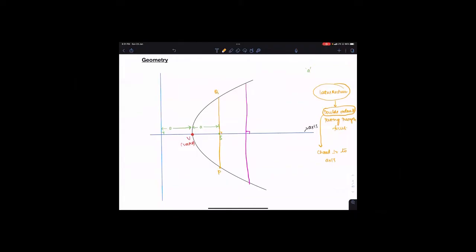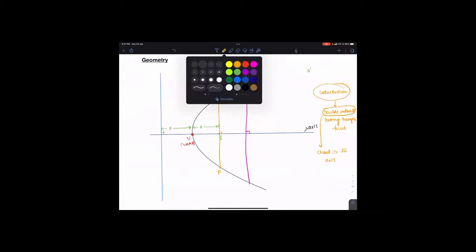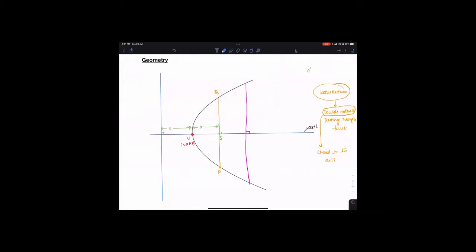Now, there is an important property. The most important property of the parabola is this: you take any point on the parabola. Let's say PQ is taken already, take R. Then the distance of R from the focus will be the same as the distance of R from the directrix. That is the property of the parabola.